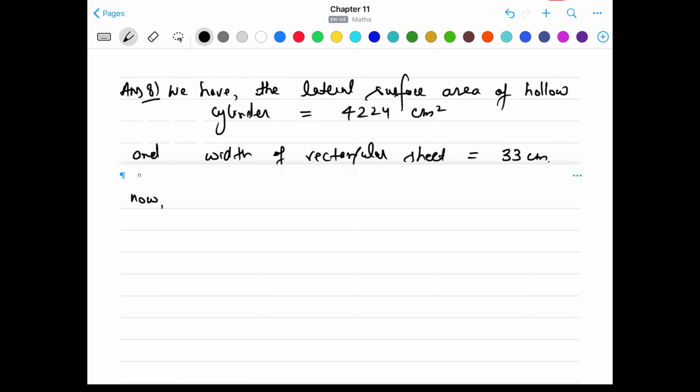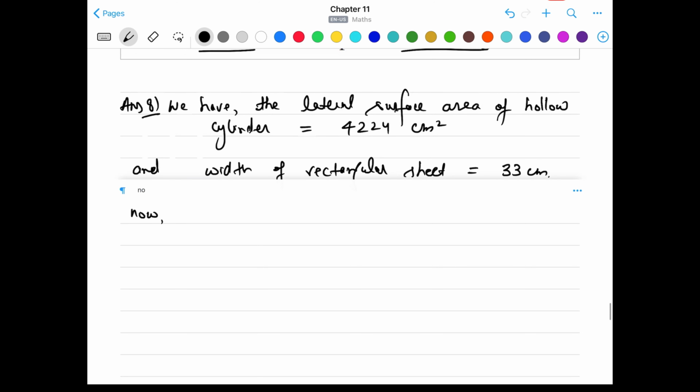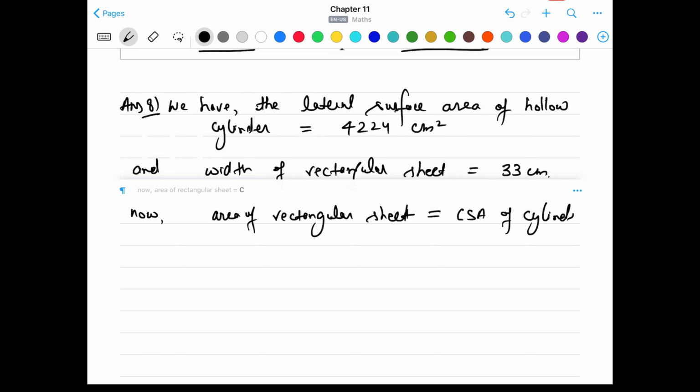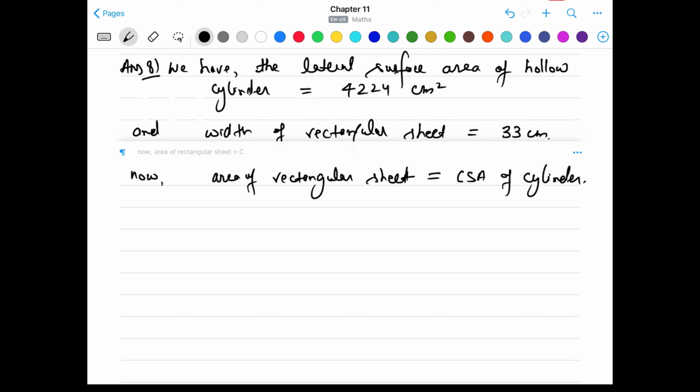Now the curved surface area of the cylinder, or you can say lateral surface area, will be equal to the area of the rectangular sheet. So we'll write: area of rectangular sheet will be equal to curved surface area, or lateral surface area, of the cylinder. The area of the rectangular sheet is given by length into breadth, or you can say width.